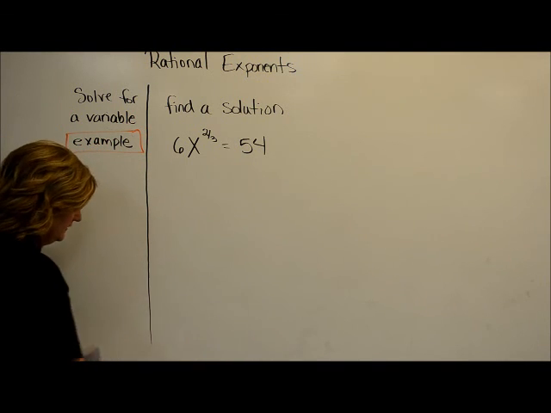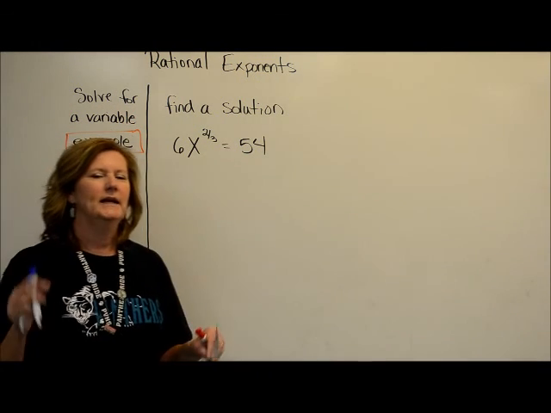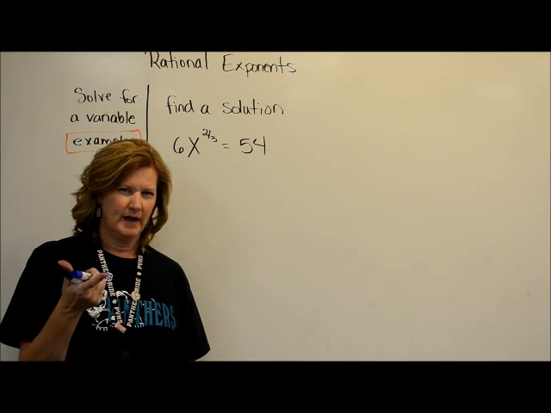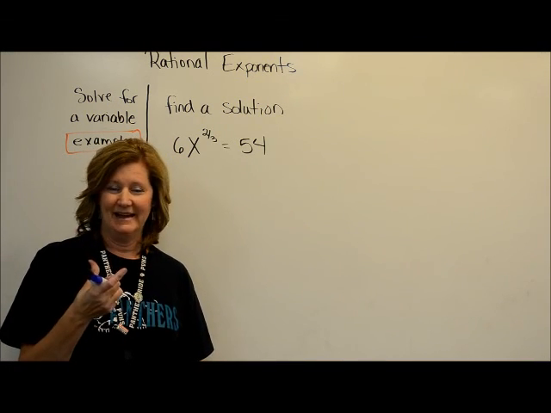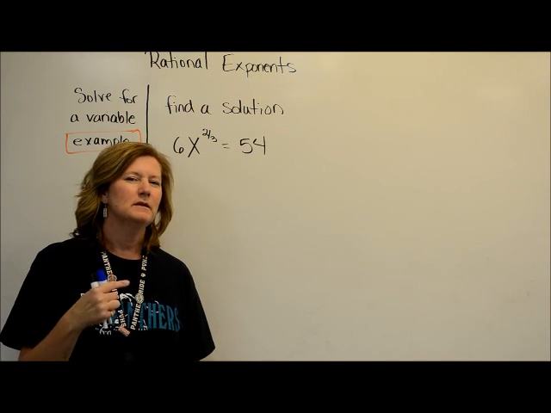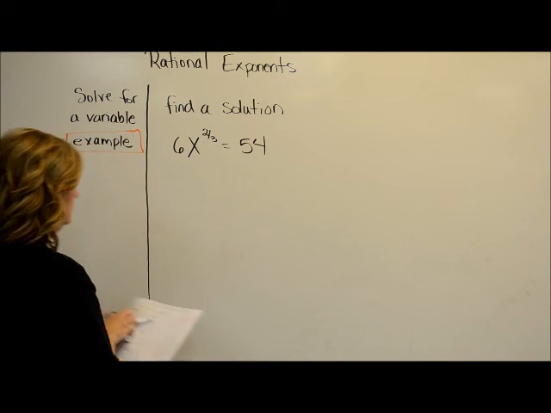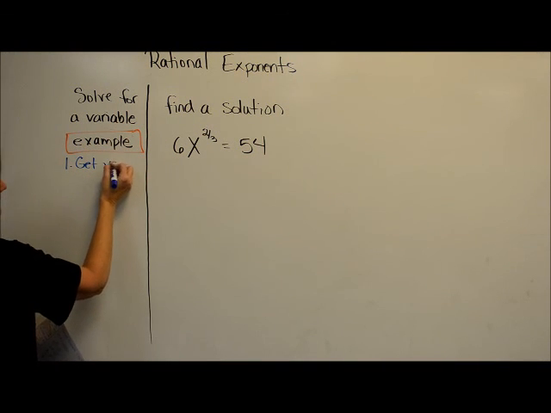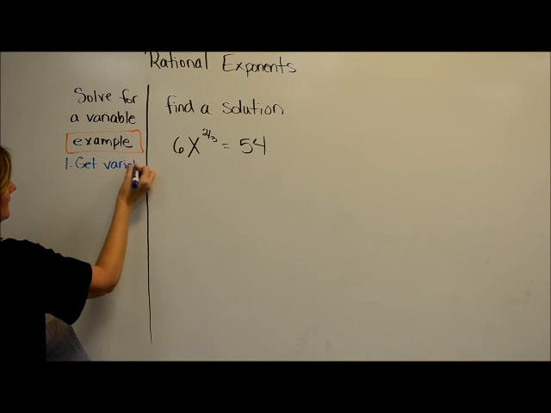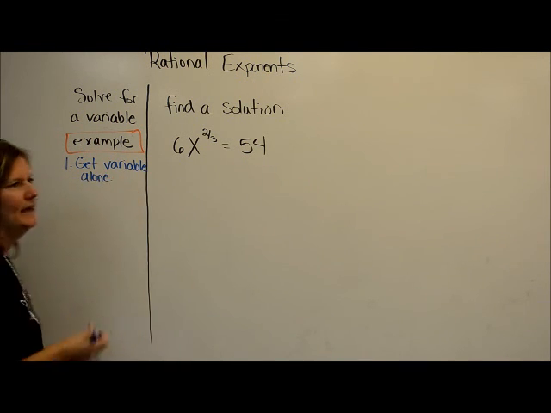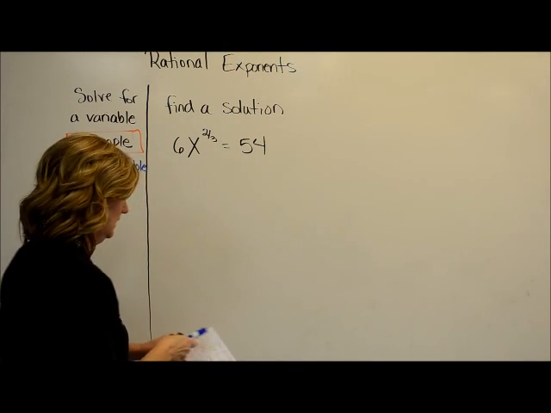And the very first thing you need to do is realize that x needs to be by itself, completely by itself. Nothing multiplied to it, nothing divided by it either. It can't have anything added to it or anything subtracted from it. Okay, it has to be alone, completely alone. So number 1 is get variable alone. And I mean completely alone.